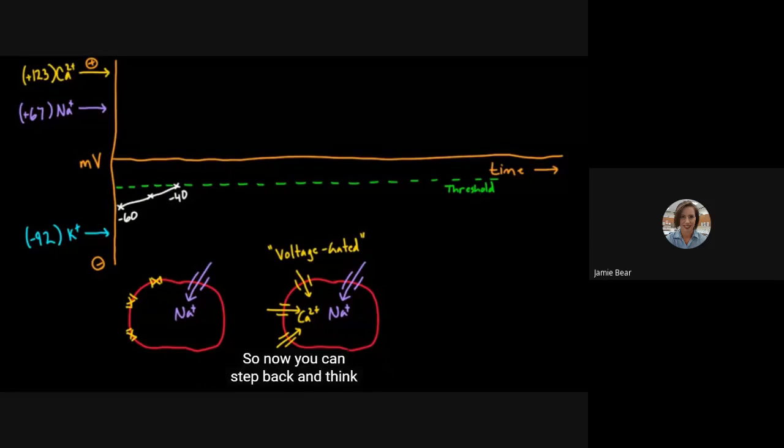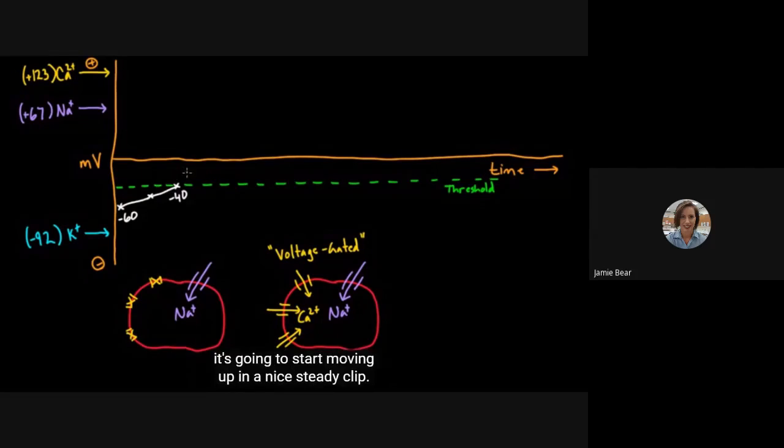So now you can step back and think about what will happen to our white line. If calcium is the major ion that this cell is permeable to now, I mean, it's still a little bit permeable to salt, you can see that, but mostly calcium, it's going to want to rise up to calcium's resting potential, which is even higher than sodium's. So instead of chugging along slowly, it's going to start moving up at a nice steady clip. Now it's going to go up nice and quick, right? So it's going to start getting more steep. So it was going slowly, and now it's going more steep. And it gets to, let's say, positive 10.